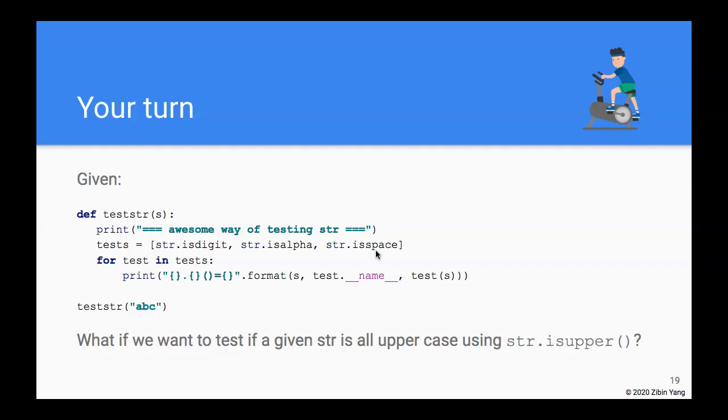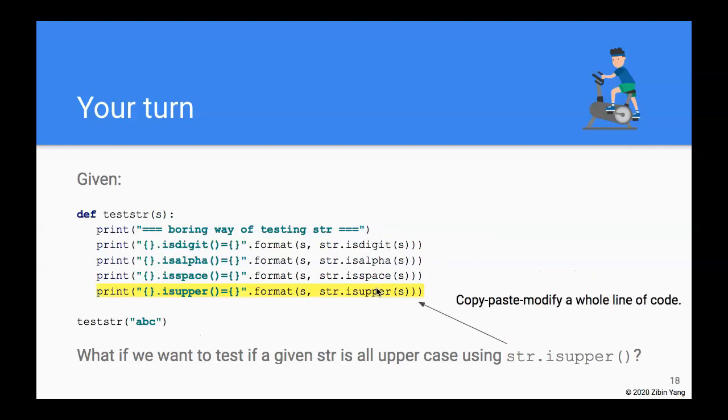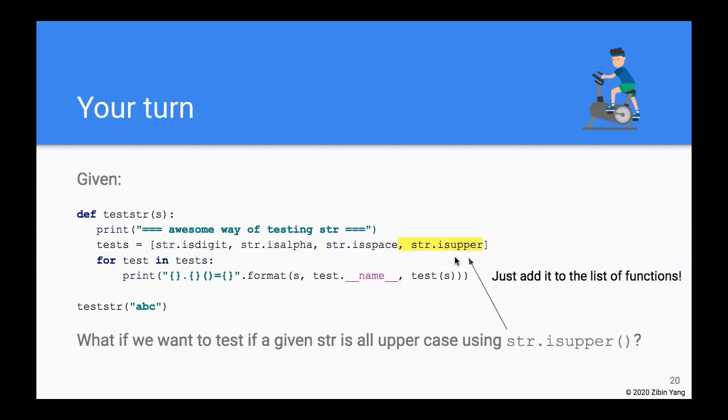For this version, I hope you did something as simple as this. Just add that is upper method to the list of tests, and then that test will be applied on the given S. So I hope that between these two versions, the new version using a list of tests is a lot simpler to maintain and to add additional tests, and so I hope you see its advantages.